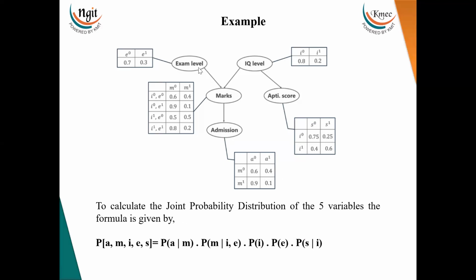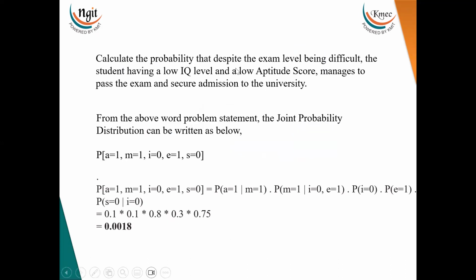And this exam level and the IQ level are independent nodes. So we need to calculate the probability of this exam level as well as the probability of the IQ level. So this is the joint probability distribution, which is derived from the given conditional probability table and the directed acyclic graph. Now, using this joint probability distribution, we can answer various problems.